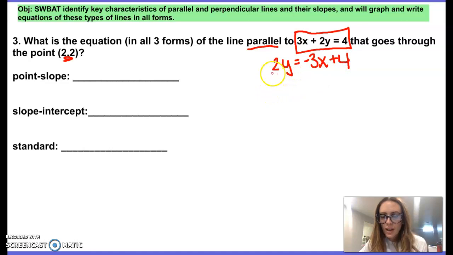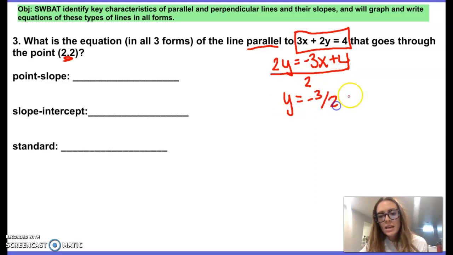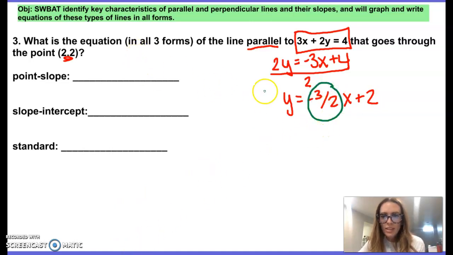Next, you will divide everything by 2. So now we have y equals -3/2 x plus 2. So now we know that our slope is -3/2. So we want to pair that guy with this guy over here, which is 2, 2. So we already know our point slope because we've got our slope and we've got our point. So let's go ahead and write that.